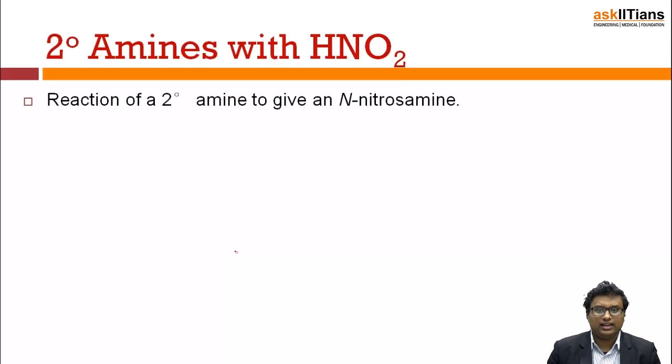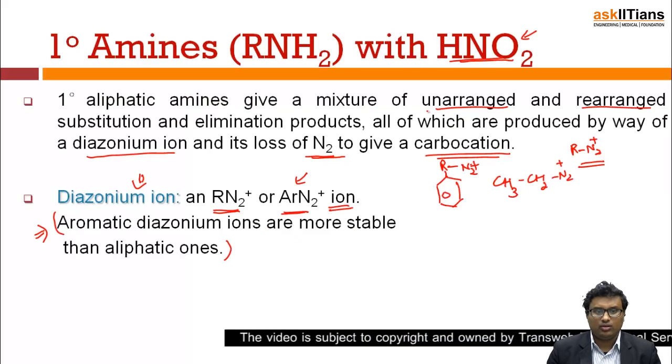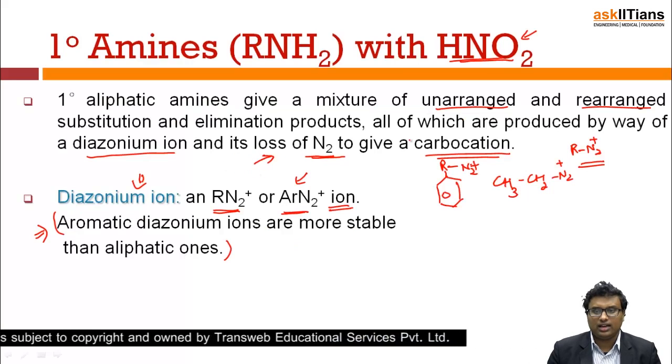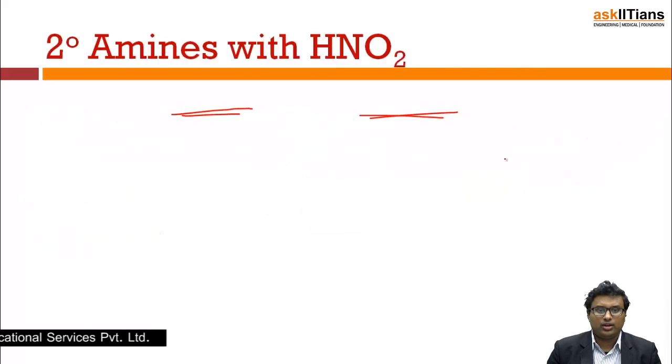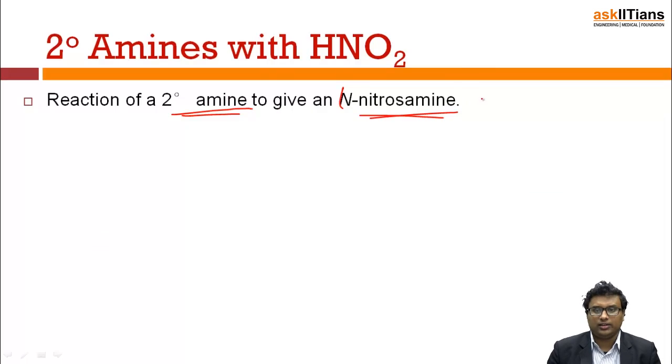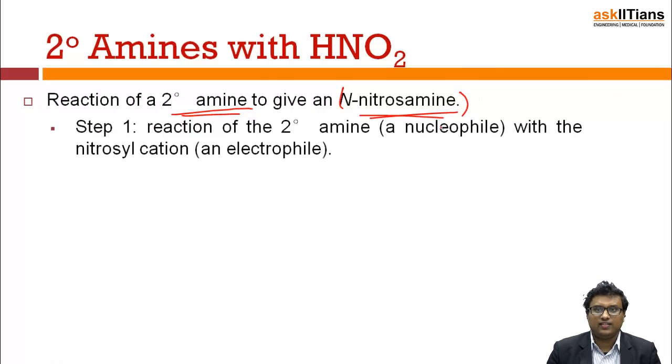Now second degree amines with HNO2: reaction of a secondary amine gives an N-nitrosamine. Just like 1 degree amine, there is loss of nitrogen and you will get a carbocation. A 2 degree amine gives an N-nitrosamine. So what is step 1? Step 1 of this process is the reaction of 2 degree amine with the nitrosyl cation, which is an electrophile. The secondary amine is a nucleophile, right, and that reaction takes place with a nitrosyl cation, which is an electrophile.